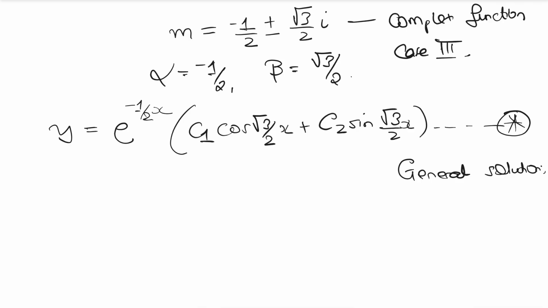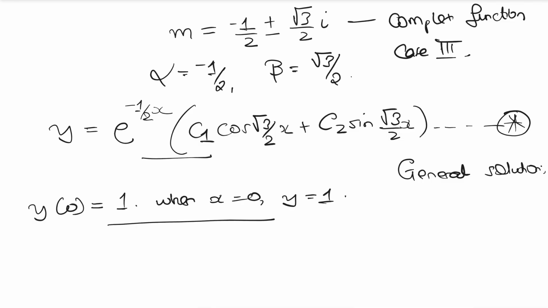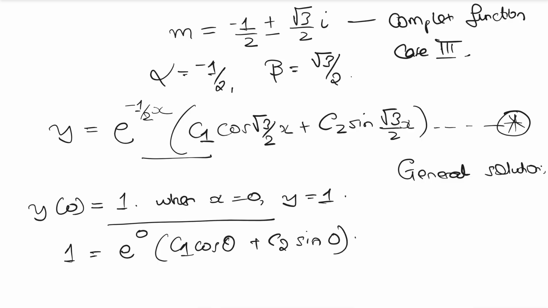So now we need the initial condition, which was y of 0 is equal to 1, meaning that when x is equal to 0, y is equal to 1. So applying the initial condition to this equation, that is 1 is equal to e power 0 times c1 cos 0 plus c2 sine 0. So 1 is equal to c1.